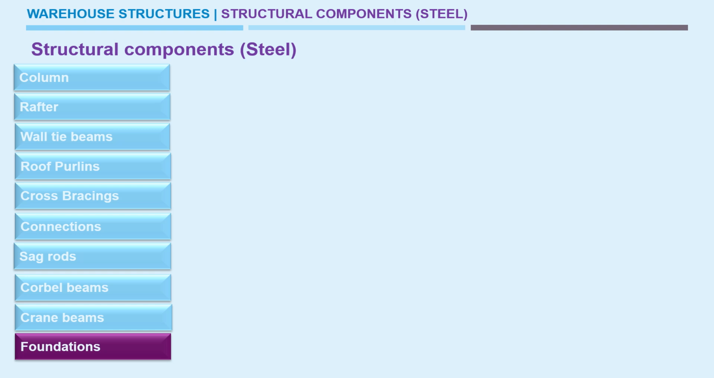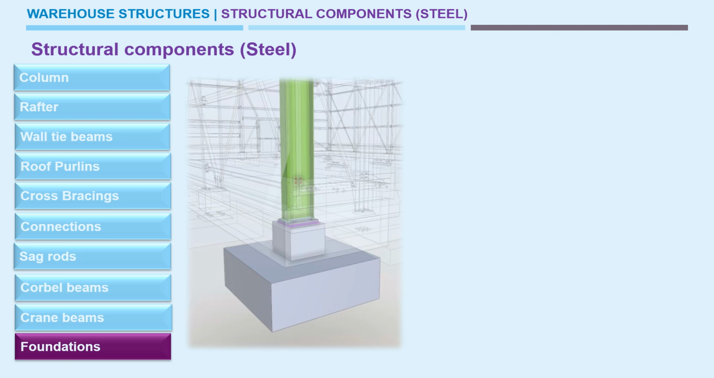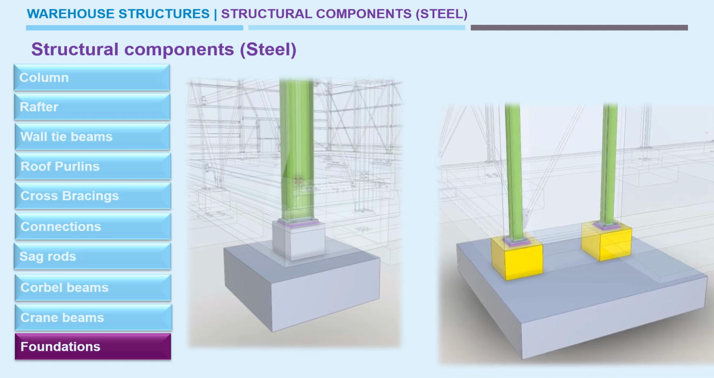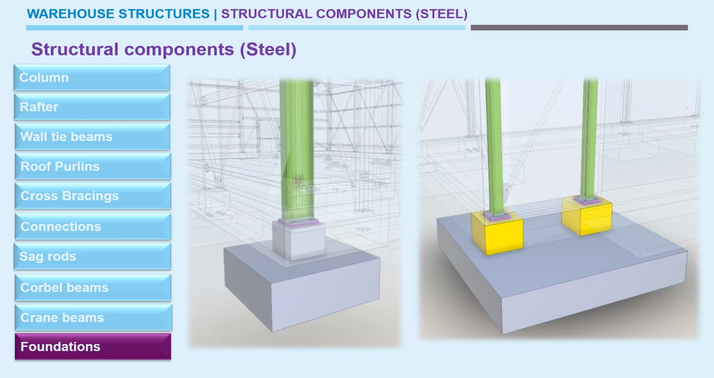Next we can look into the foundations. We all know there are different types of foundations based upon the soil criteria, like shallow foundations, pile foundations or grillage foundations, based upon the material to be used, either concrete or steel.